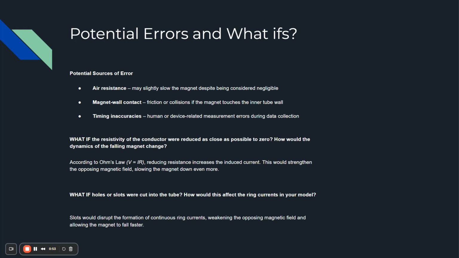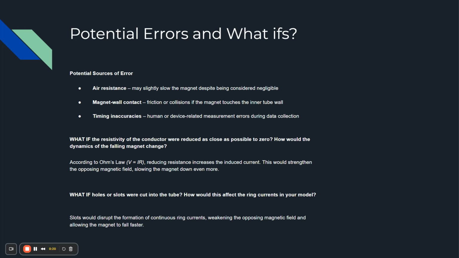And then here are some potential errors and what ifs. Some potential sources of error, like I mentioned before, is air resistance, as it may have slowed the magnet despite being considered negligible. Magnet wall contact: friction or collisions if the magnet touches the inner wall of the tube. Timing inaccuracies: human or device related measurements may have been inaccurate, and that could have led to inaccurate data.